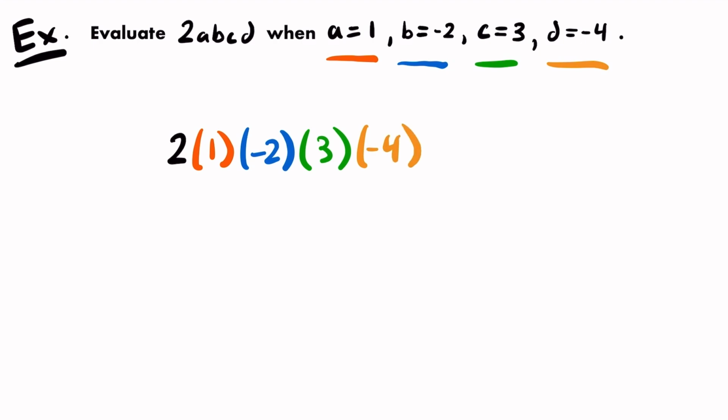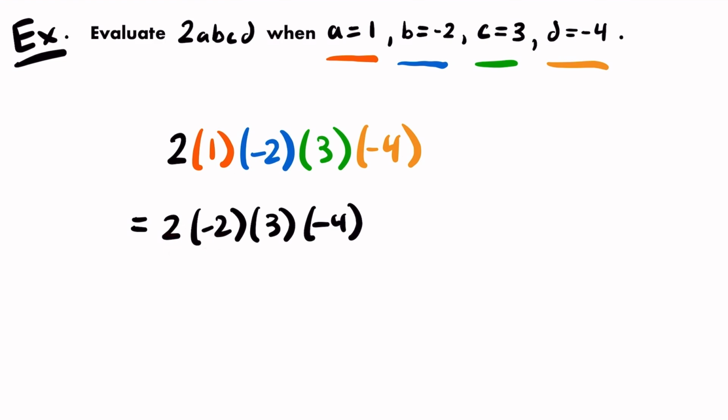And so now we just have to simplify. You don't have to worry too much about order of operations here because all of the operations are multiplication. So this one should be fairly straightforward. Let's just do one multiplication at a time. We have 2 times 1, which is 2. So this is equal to 2 times -2 times 3 times -4.